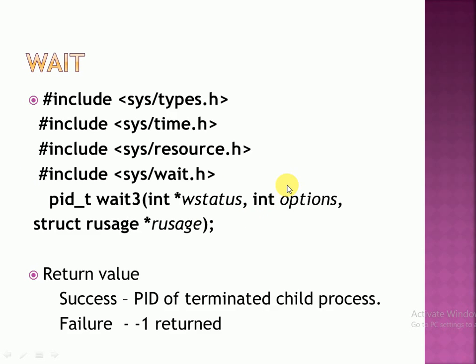The next one is the wait system call. All of the system calls are used to wait for state changes in a child of the calling process and obtain information about the child whose state has changed. And this is the syntax for the wait system call. This returns the process ID of the terminated child process, and on failure -1 is returned.